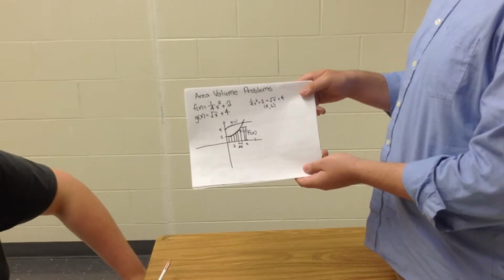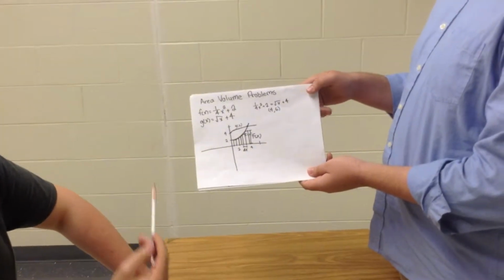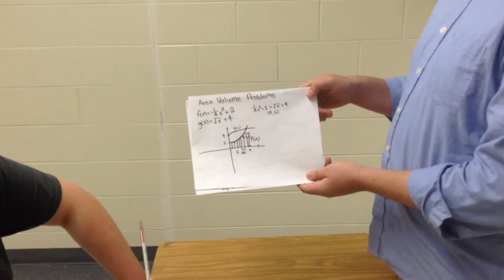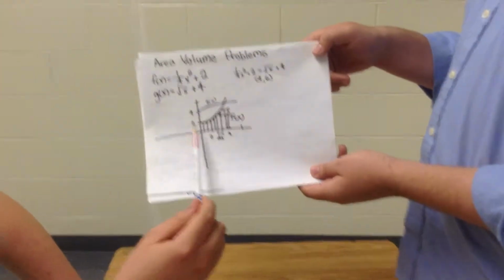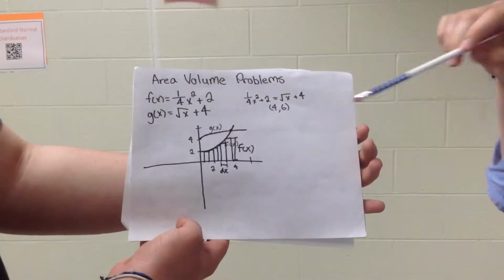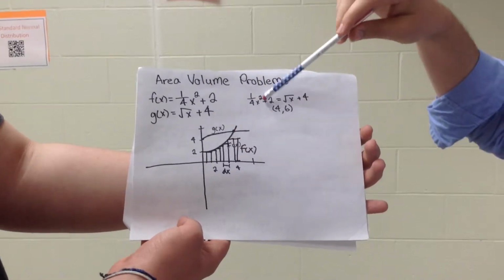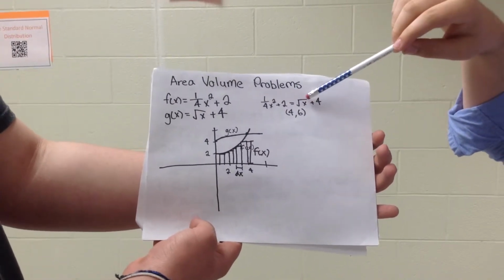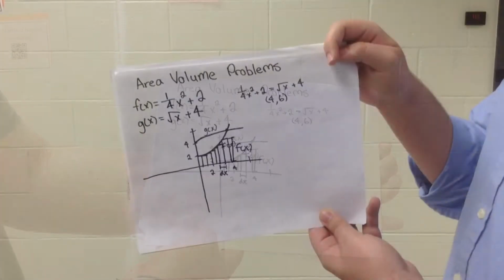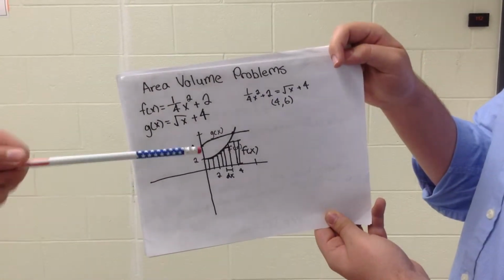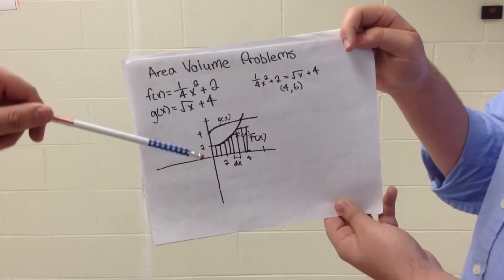So the problems that we're going to use today, we'll use f of x is equal to 1/4 x squared plus 2, and g of x is equal to the square root of x plus 4, which are graphed there and there. To find the point of intersection between the two lines right here, you set the equations equal to each other, find the value for x, and then plug that value of x into either of the equations to find the y value.